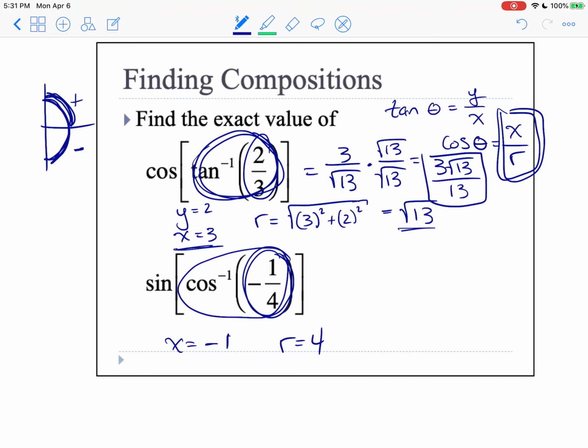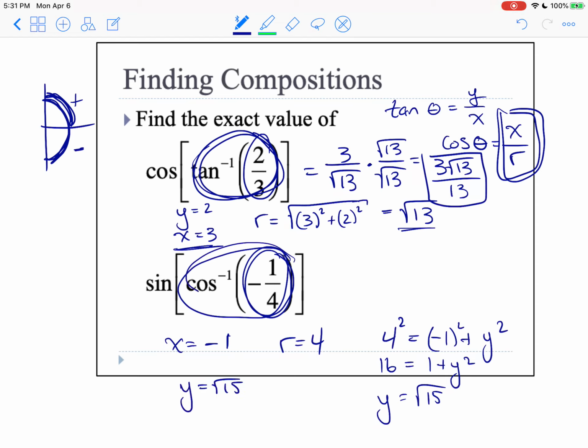And so if x is -1 and the radius is 4, I can reverse engineer what y is going to be. 4 squared equals -1 squared plus y squared. And so 16 equals 1 plus y squared. So y equals the square root of 15. So if y is equal to the square root of 15, and I'm looking for sine of the angle, that's going to be y over the radius. So that's root 15 over 4. And that is my final answer.